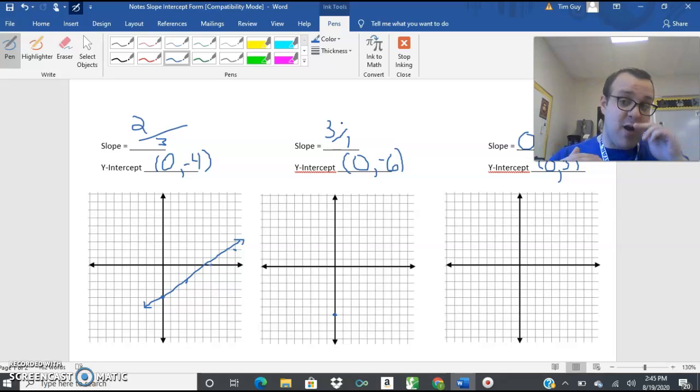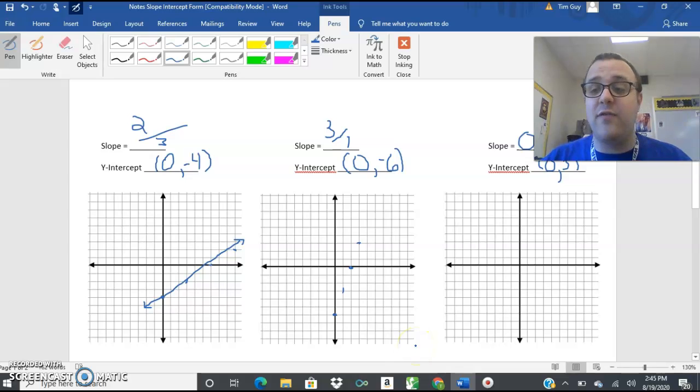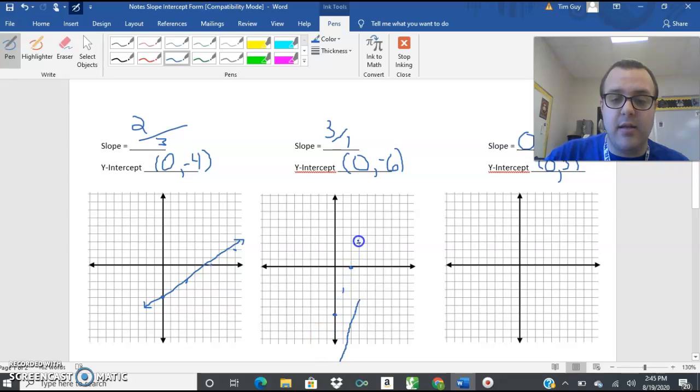So for this one right here, I'm going to say, all right, we're going to go up 3, to the right 1, and that's going to be my point. And then I'll do it again. Up 3, right 1, there's my point. And then up 3, right 1, there's my point. And I can keep doing that as much as I want. We were looking for at least 3 to 4 points, and then we can go ahead and draw our line.